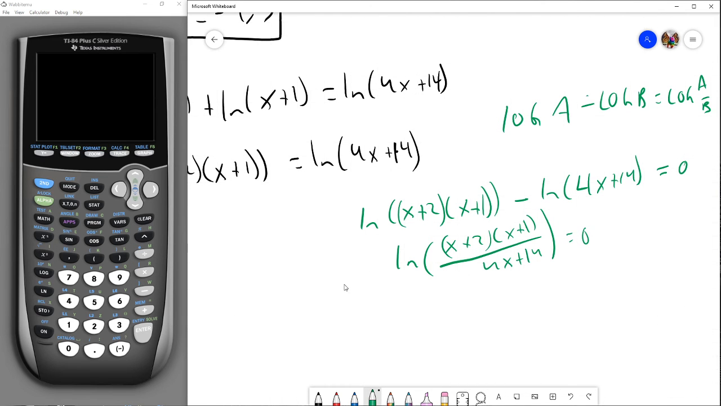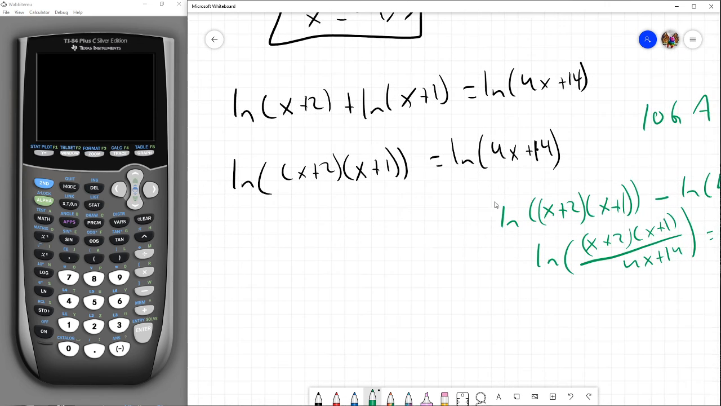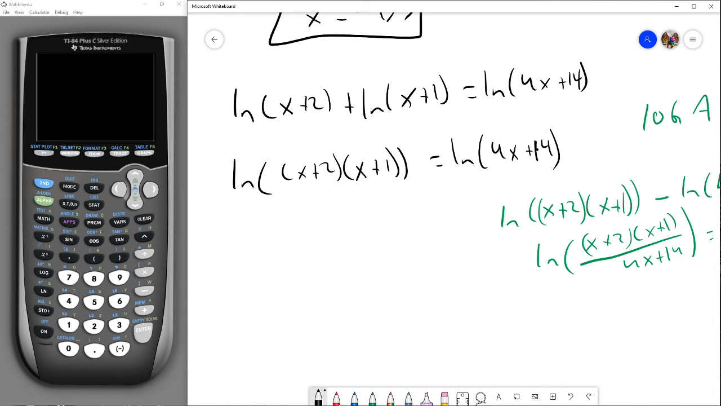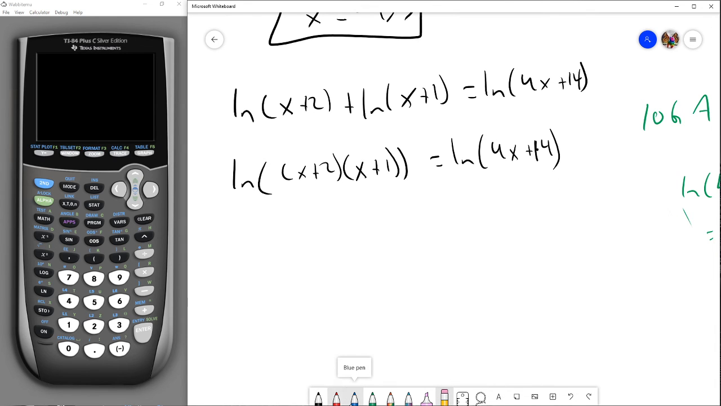An easier way, instead of going this route in green, is noticing that we have a log on both sides that is of the same base here. So I'm going to just exponentiate. So we should probably move this green out of the way. So I'm going to exponentiate. The natural log here, if you remember, is log base Euler's number. So our exponential is going to be e. So e to the natural log of the quantity x plus 2 times x plus 1 is equal to e to the natural log of 4x plus 14.